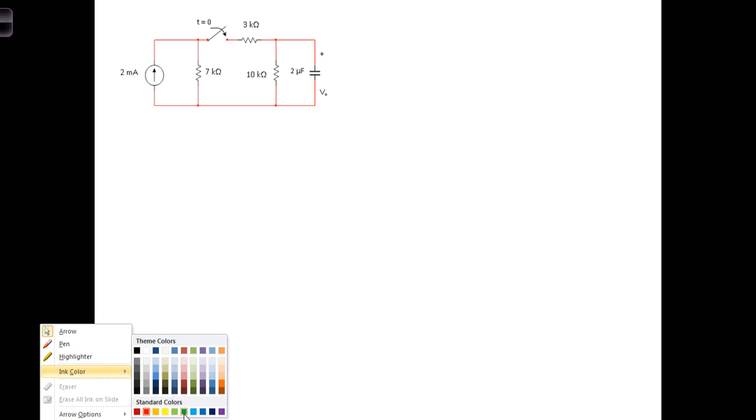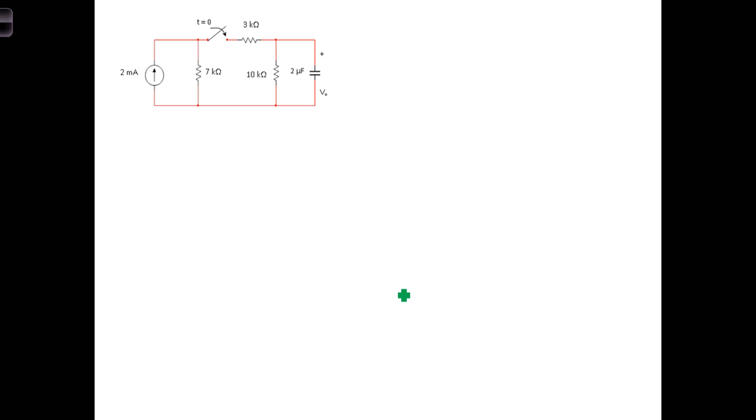Prior to its closing, the 2 milliamp source is just going to be going through the 7 kilo ohm resistor. None of the energy will be going to the capacitor. Any energy that would have been stored on the capacitor would have drained through the 10 kilo ohm resistor. So the voltage across the capacitor at 0 minus is going to be 0 volts. And of course that is going to be then our initial voltage, V initial.